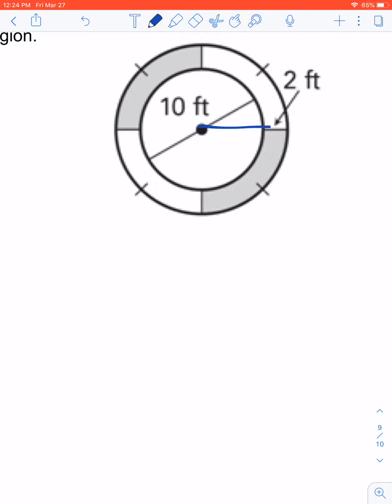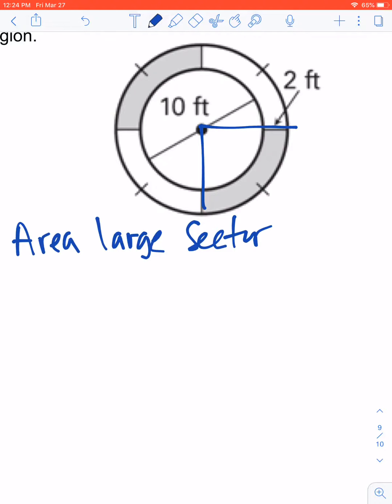All right, here we go. First thing I'm going to do is I'm going to find the area of the large sector. So remember that that's 90 degrees. So I have 90 over 360 times pi times r squared. And this is the key. This is the part that's tricky.